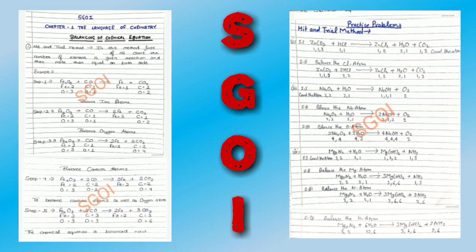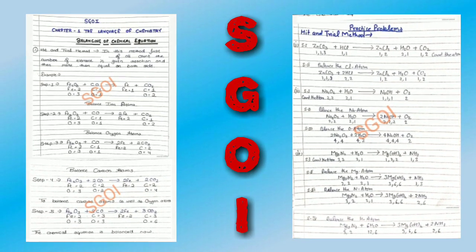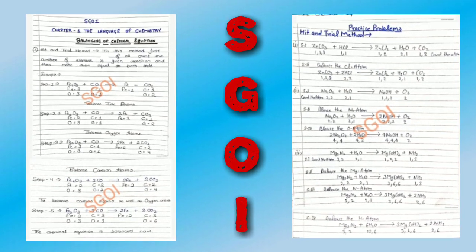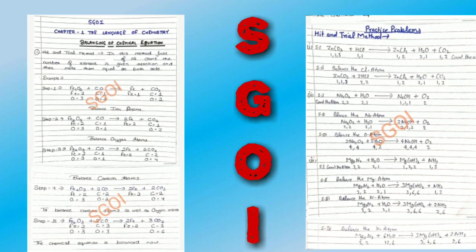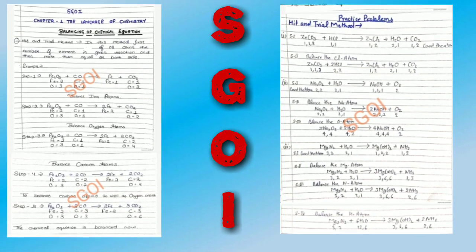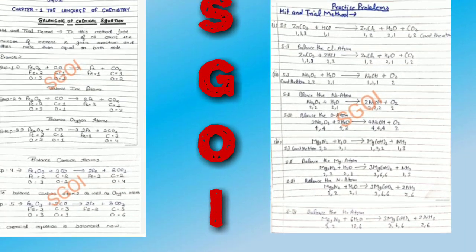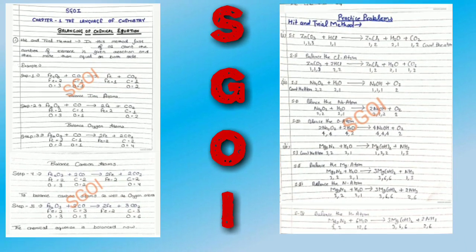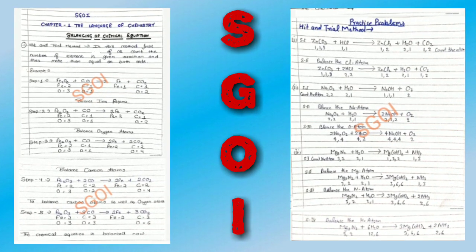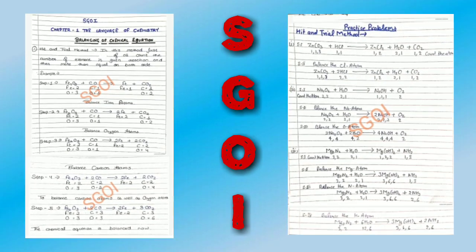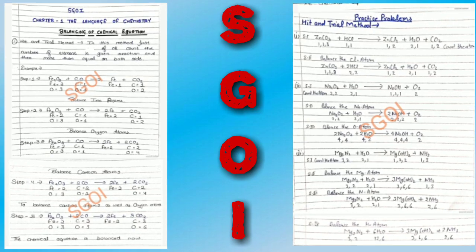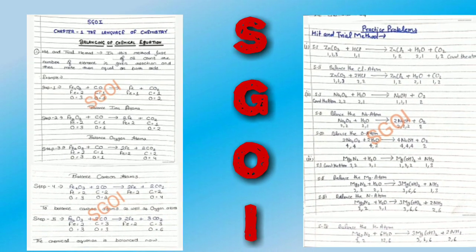Now in the second step, balance the chlorine atom by multiplying 2 on the reactant side. So here chlorine is balanced. As the chlorine is balanced, the total number of atoms are balanced on both sides. Check it. Zinc 1 on both sides, carbon is 1 on both sides, oxygen is 3 on both sides, hydrogen is 2 on both sides and chlorine is 2 on both sides. This one is a complete balanced equation.